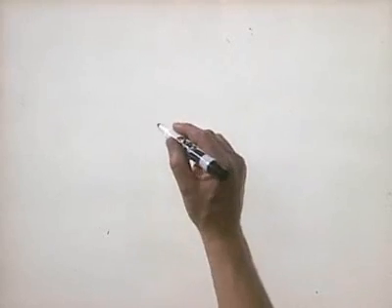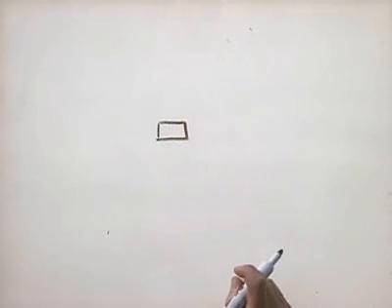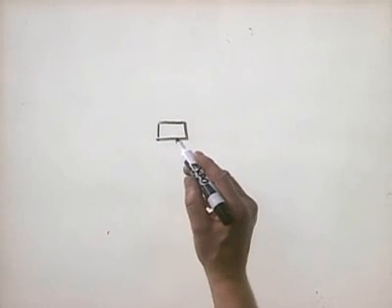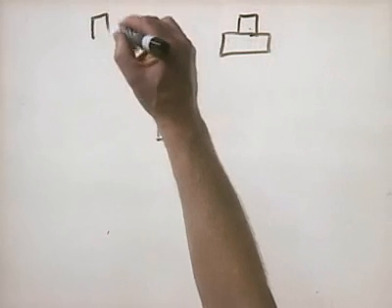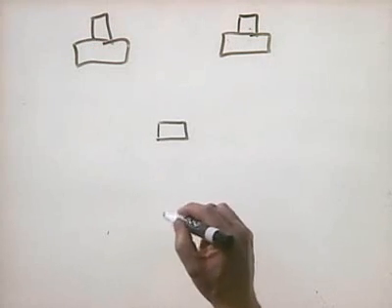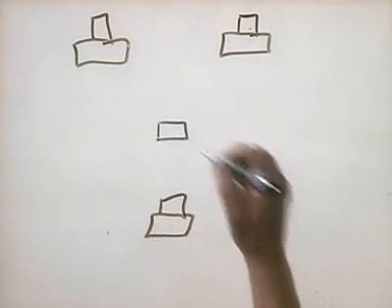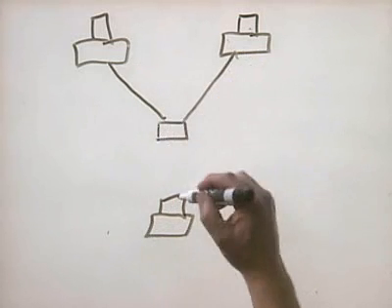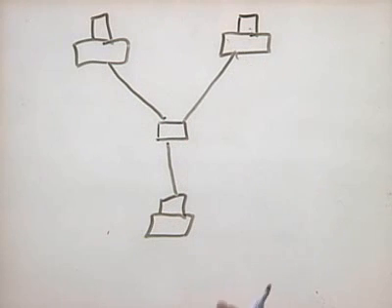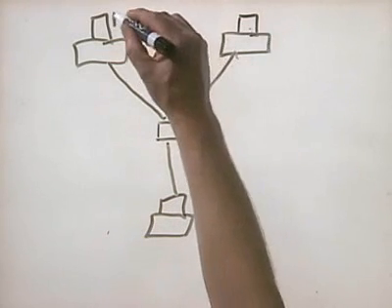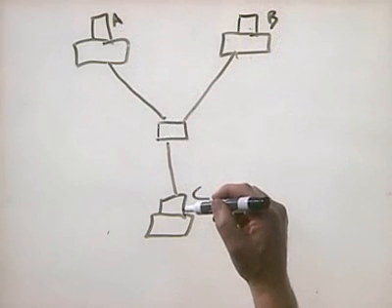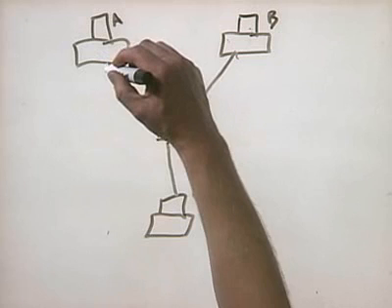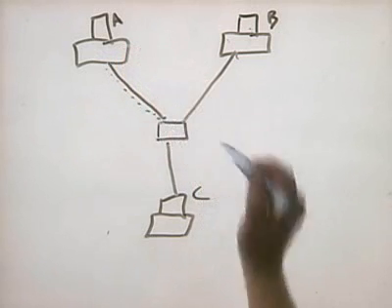Now, a star topology is very different from a ring or a bus topology. It uses what's called a central connecting device. All the hosts on the network connect to this central connecting device with a network cable. Now, if I have a host A over here, and it needs to send information to a host C, what it does is it sends the information to the central connecting device.